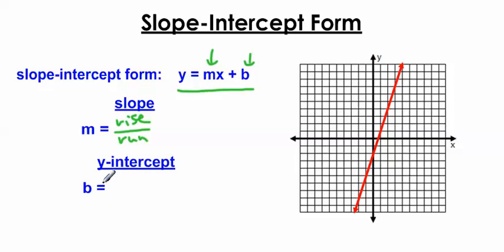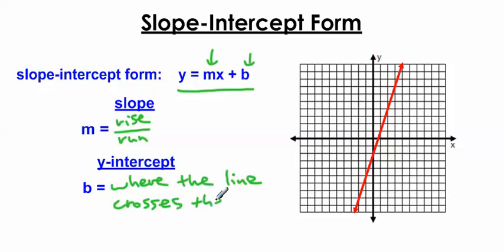So the letter b means y-intercept in math, and that means it's where the line crosses the y-axis. So the b in this equation is the y-intercept, and the y-intercept is where the line crosses the y-axis. And if I look at this example here, this line is crossing the y-axis at this location, and I only care about the y-coordinate here. And in this case, the y-intercept is -2.